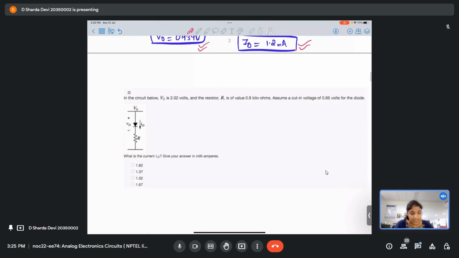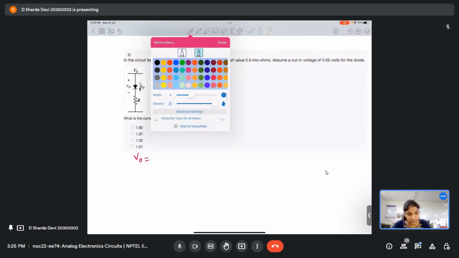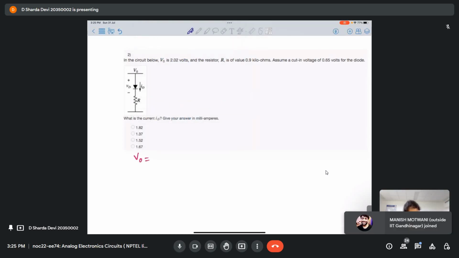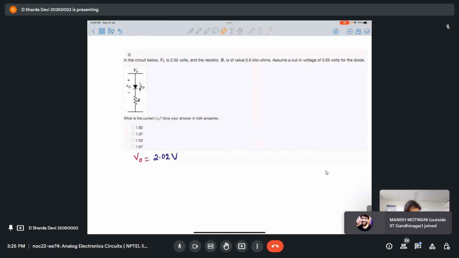Now coming to the second question. In this question, again your V0 is 2.2 volts, and here also R is 0.9 kilo ohms.